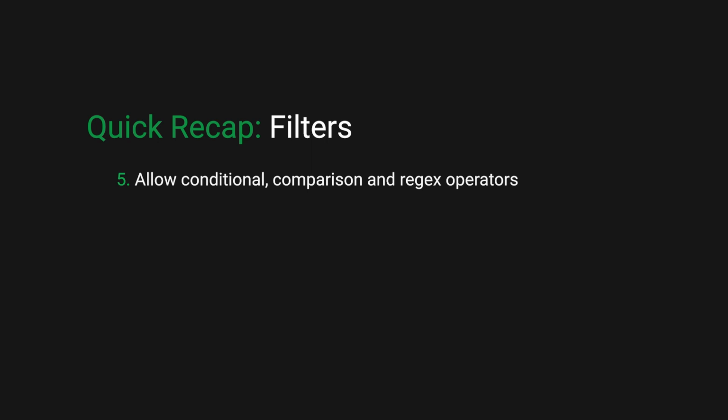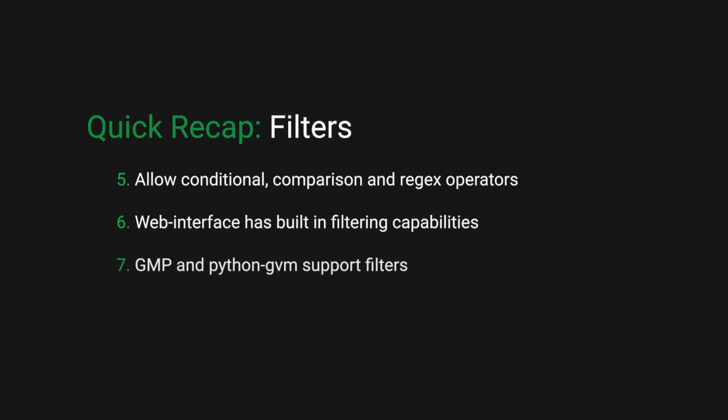Conditional filters can be created using and, or, and not. And there are other ways to quickly enable filters such as sortable table headers and charts and graphs in the user interface. Filters can also be used programmatically with GMP and Python-gvm.